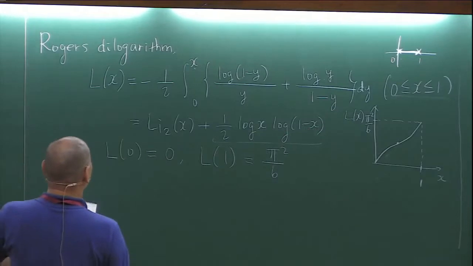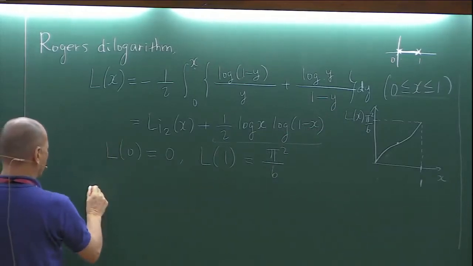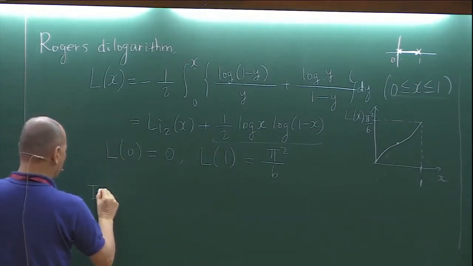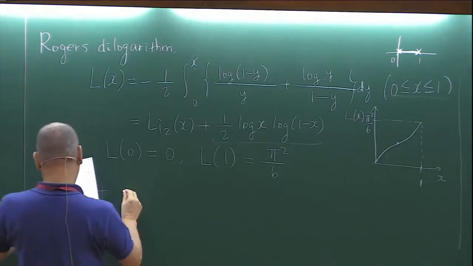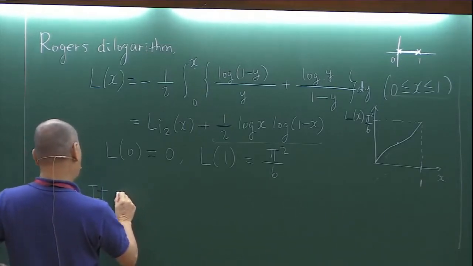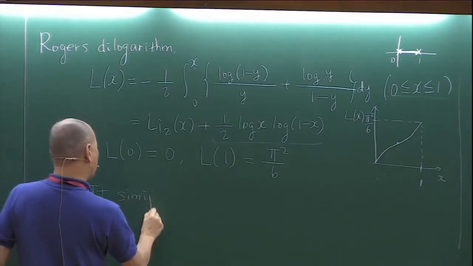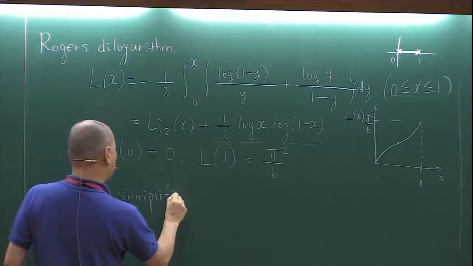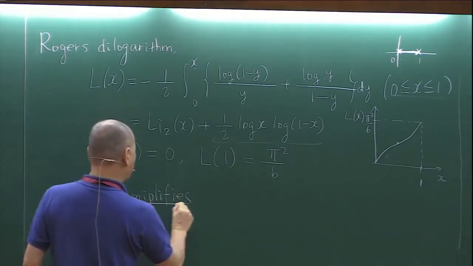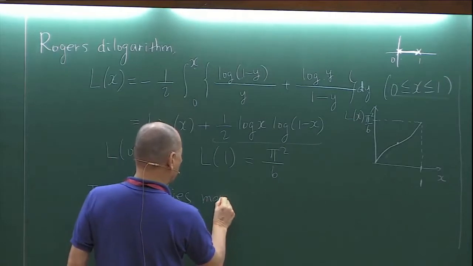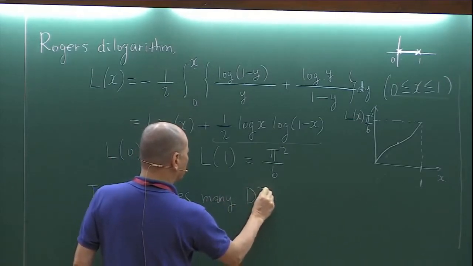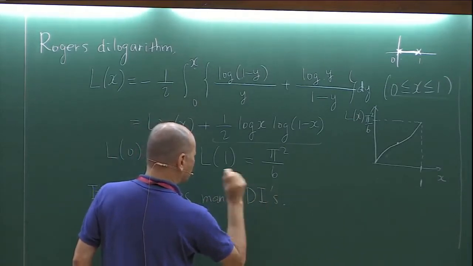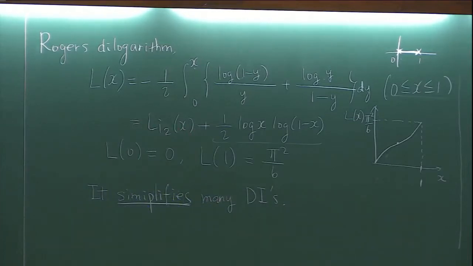What is good about this function? I can tell you it simplifies many, probably not all, but many Dilogarithm identities. So that's why Rogers introduced this function, I suspect.